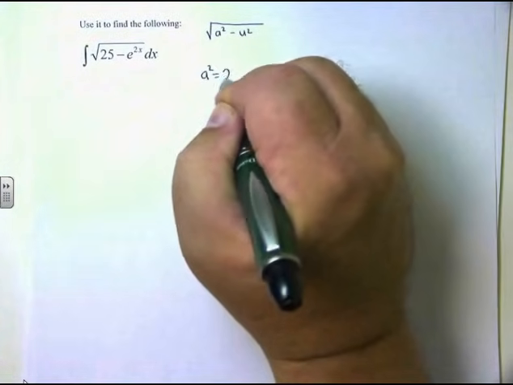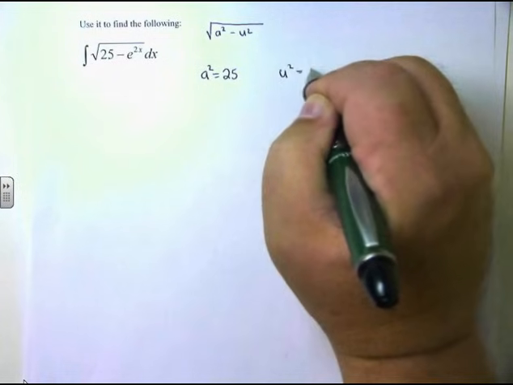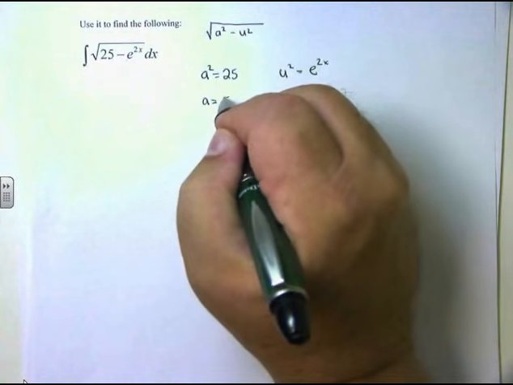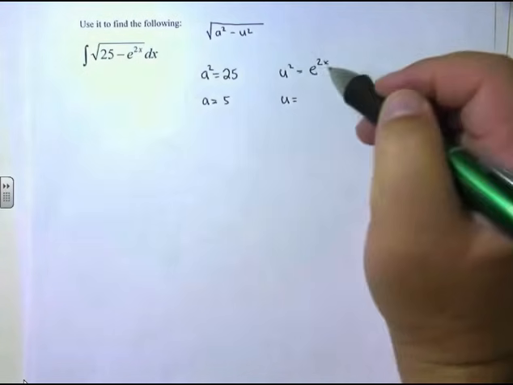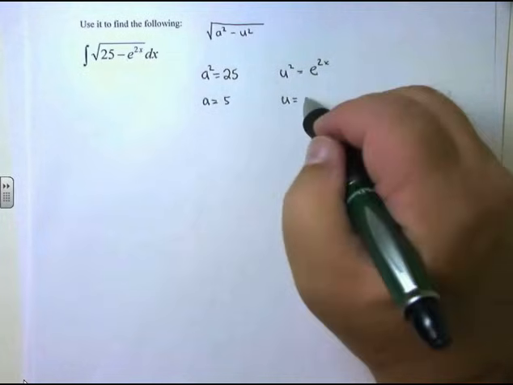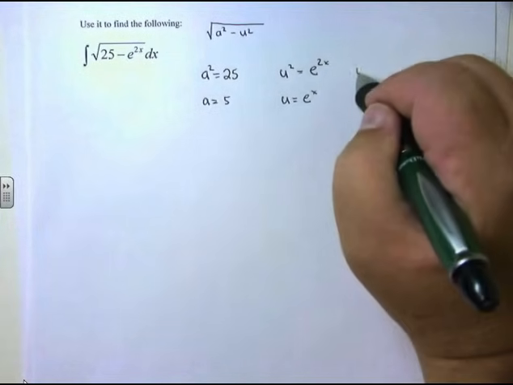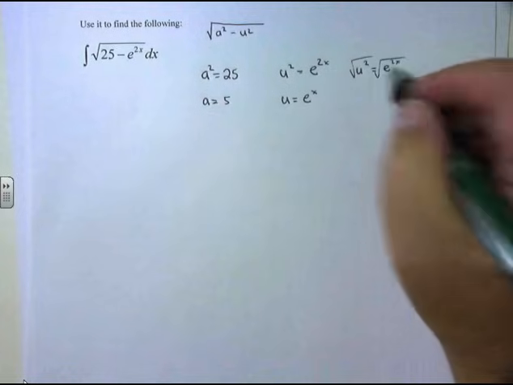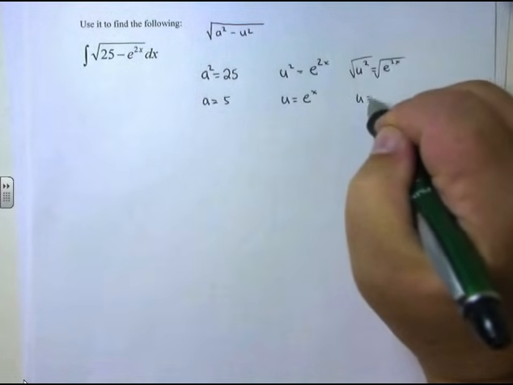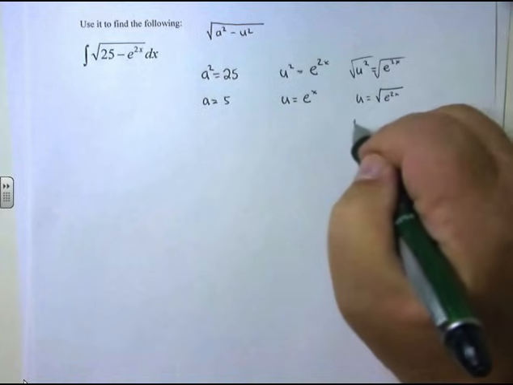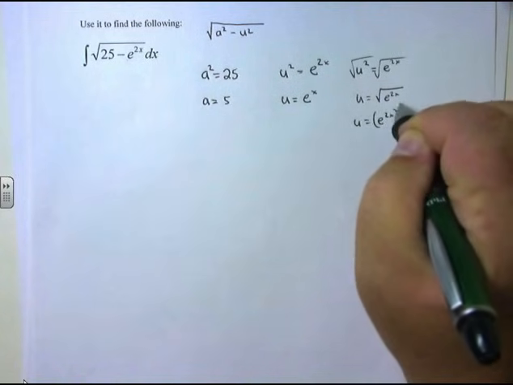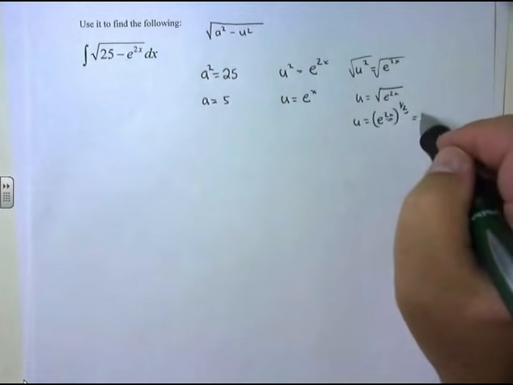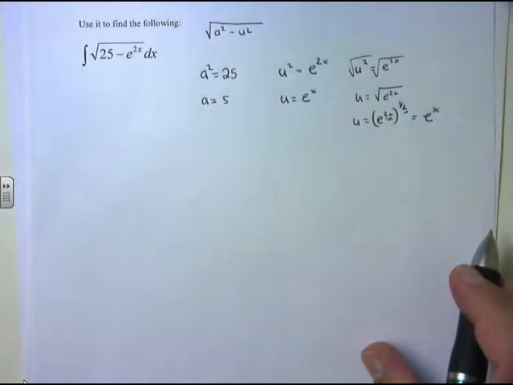a squared has got to be 25. u squared is going to be e to the 2x. That makes a, when I take the square root of 25, equal to 5. But that also makes u equal to, if u squared is e to the 2x, e to the x. And let me explain. As u squared equals e to the 2x, you would take the square root of both sides, which gives u equals the square root of e to the 2x. But a square root is the same thing as a half power, and a power raised to another power you multiply, and 2x times a half is just x. And that's where I'm getting the e to the x from.